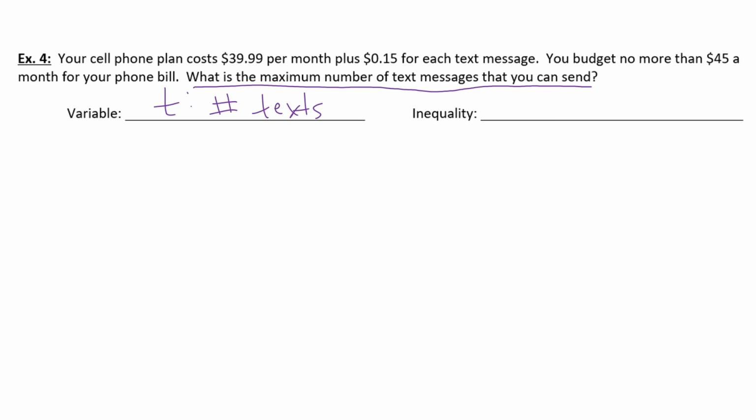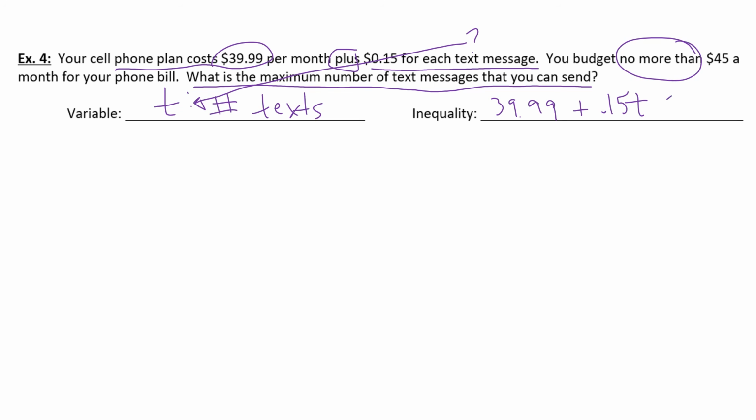I have the phone plan cost, so that's $39.99 plus, there's that word plus, 15 cents for each text message. Well, I don't know what that is. That's why I used the variable T. So I'm going to put 0.15T. I'm going to multiply that, and it says no more than, so less than or equal to, and then my total of $45. So there's my equation, or sorry, my inequality.